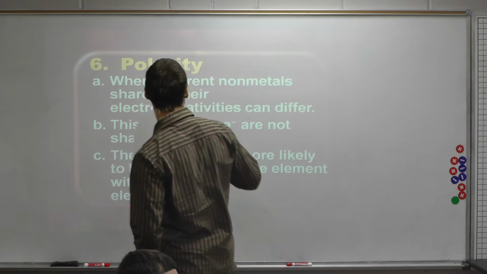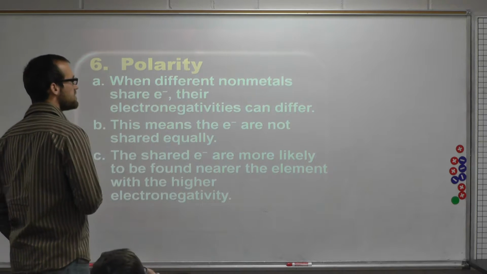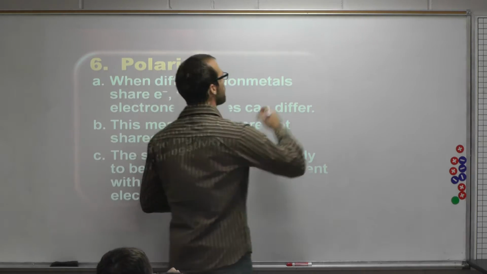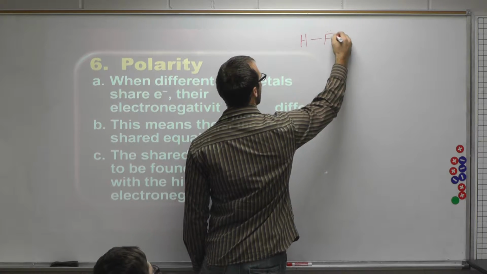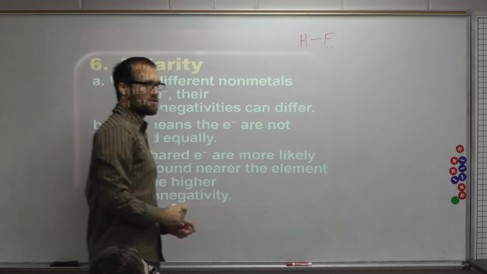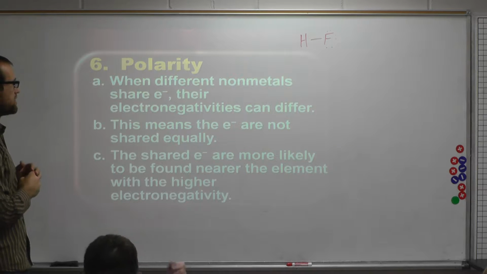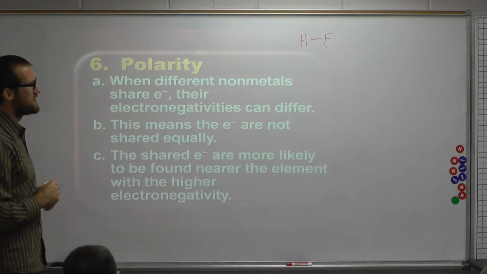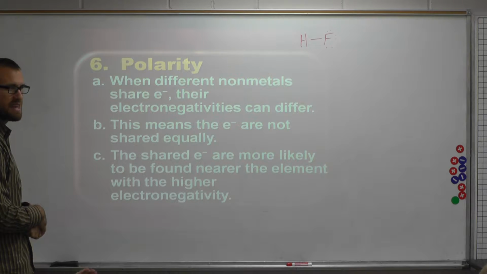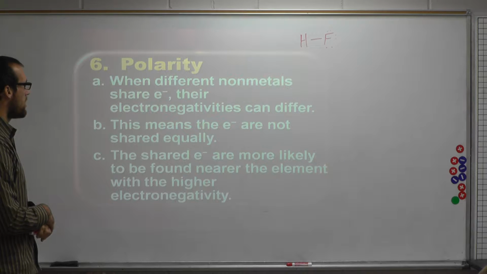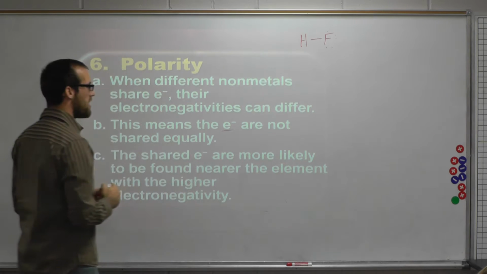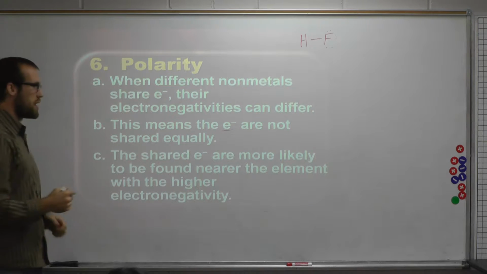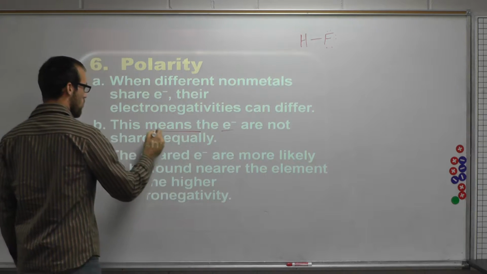Okay? So when different nonmetals share electrons, so let's say I'm doing this, those are two different nonmetals, correct? They're sharing an electron, that's a covalently bonded Lewis structure. Their electronegativities are going to be different because they're not identical, correct? What that means is that the electrons that are being shared are not shared equally.